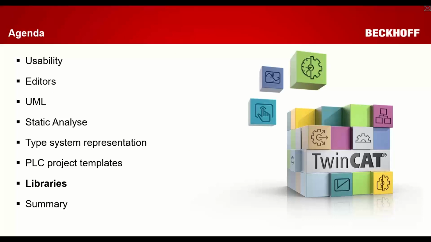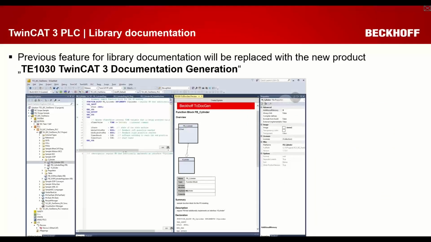Last but not least, I would like to shortly talk about the libraries and its new features. First of all, I would like to mention that we are going to replace the existing restructured text solution with a new product called TwinCAT Documentation Generation, which you can use to document your PLC and of course also your library.